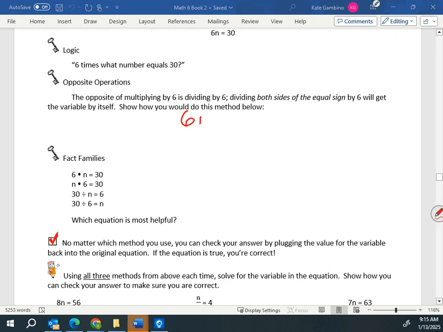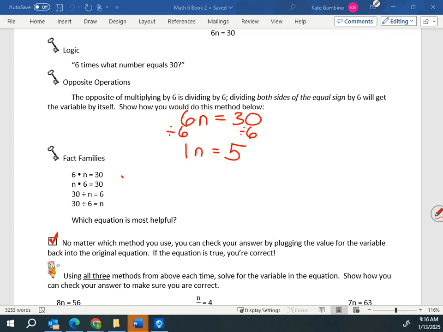So what that looks like is we have 6n equals 30. We need to divide by 6 and divide by 6. What is 6 divided by 6? Sarah? Say it louder. 1. So it would be 1n equals 30 divided by 6, Aiden. 5.